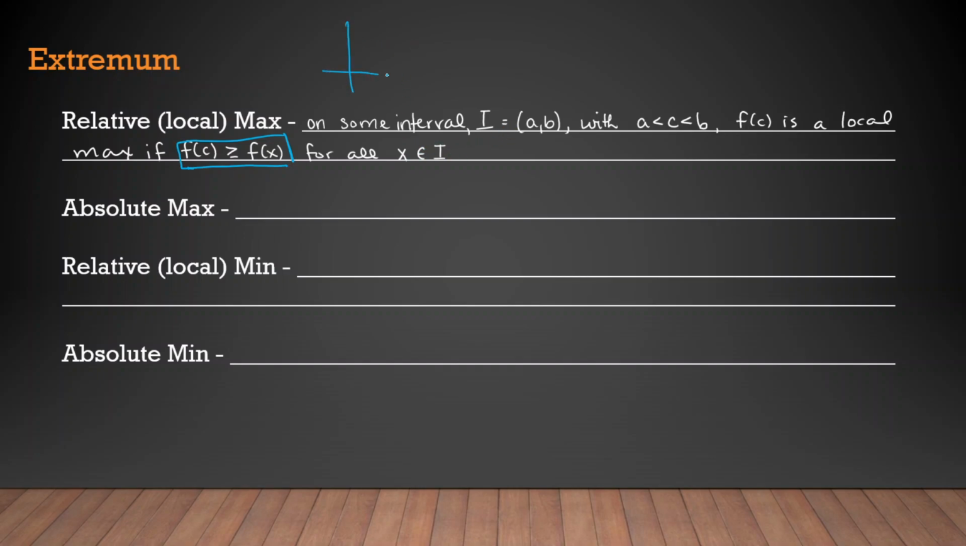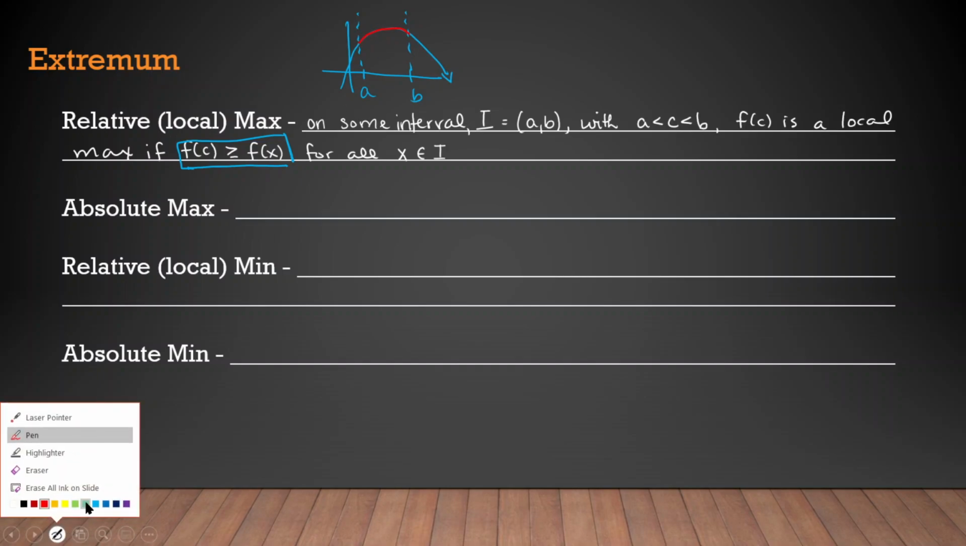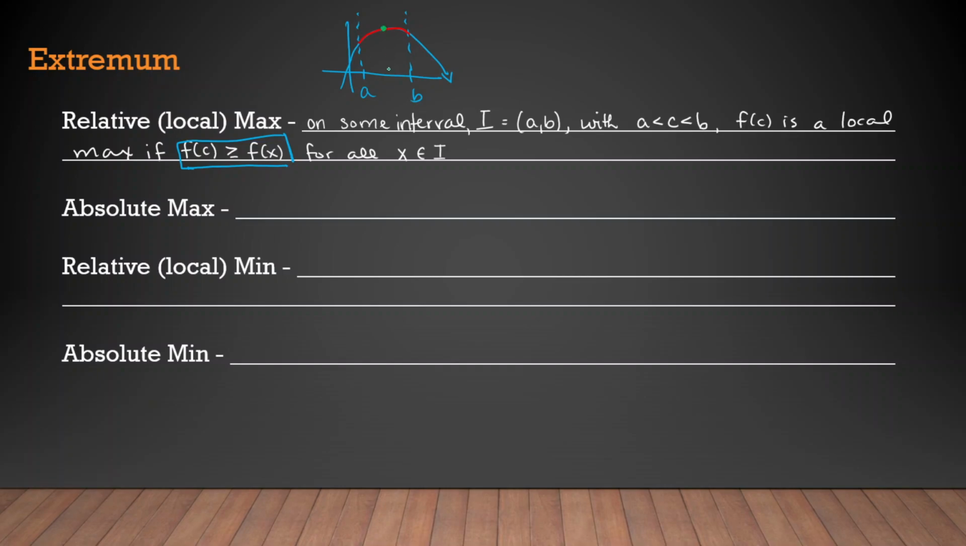So for instance, on a graph, let's say this is A and this is B, I might have some curve like this. I'm only looking at this little piece of the function, and that piece is going to have a maximum right here, and this would be f of c. I get a place that's bigger than everywhere else inside that interval.